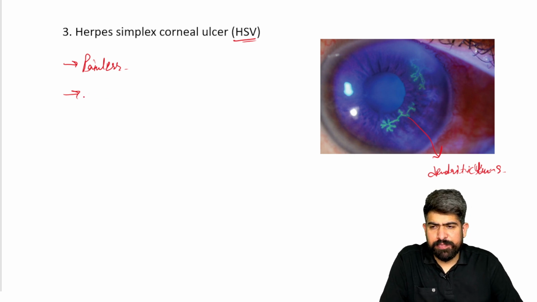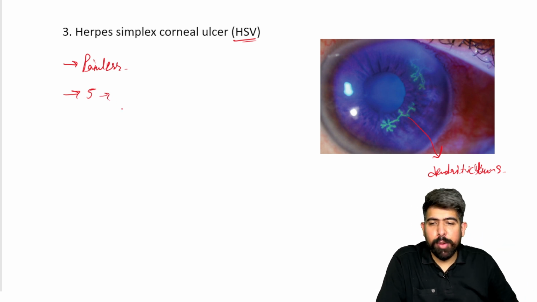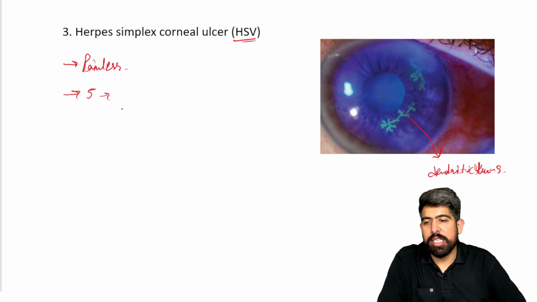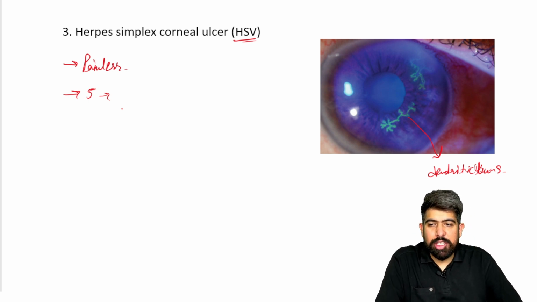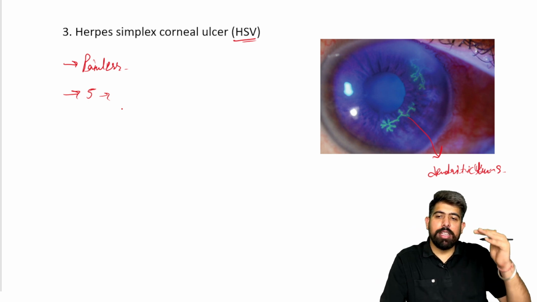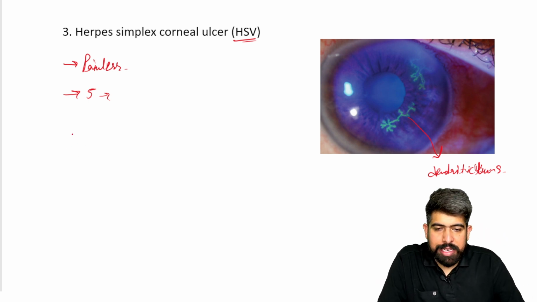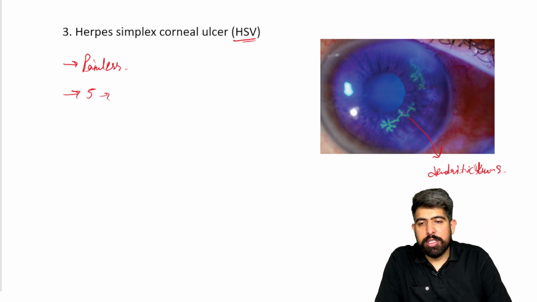This is of 5 types. As the layers of the cornea get involved, like when the epithelium is involved, it is known as epithelial keratitis. When the Descemet membrane is involved, it is known as Descemet keratitis. As there are stromal layers, so stromal keratitis. So it involves all 5 layers, layer by layer. Just remember that.